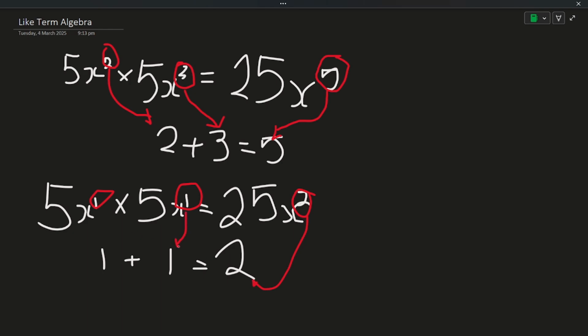This is where you get that from. This is where you get that from.